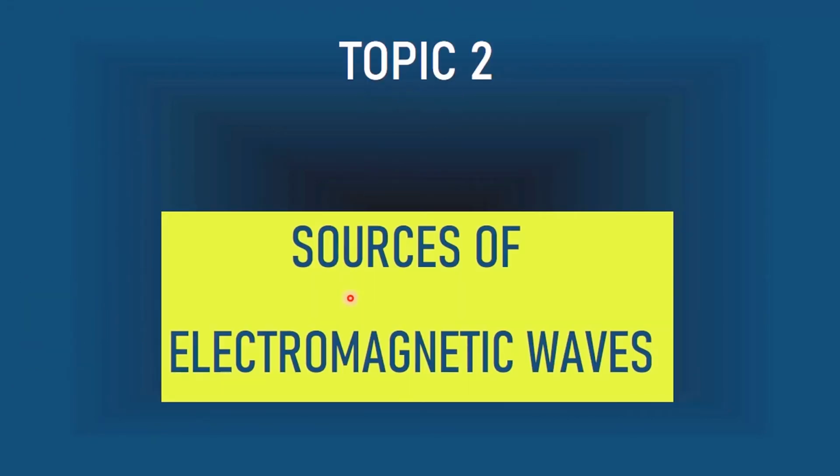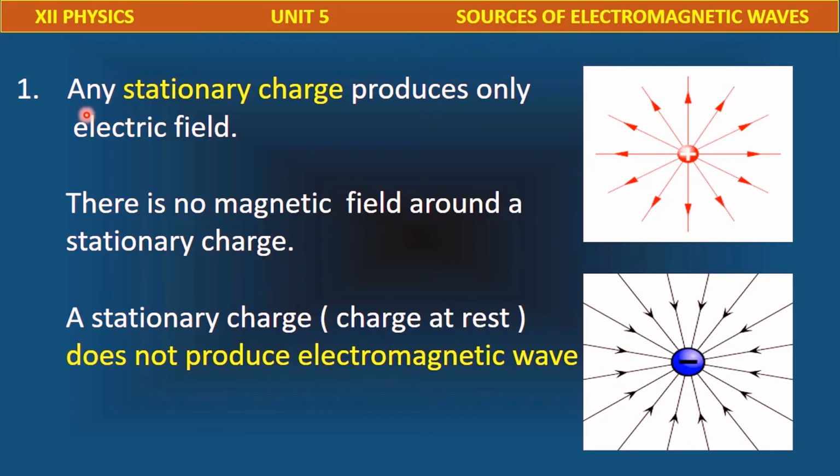Topic 2, sources of electromagnetic waves. In this, we are going to see what produces electromagnetic waves. Any stationary charge produces only electric field. There is an electric field around a positive charge. There is an electric field around a negative charge. There is no magnetic field around a stationary charge. So, a stationary charge or a charge which is at rest does not produce electromagnetic wave.